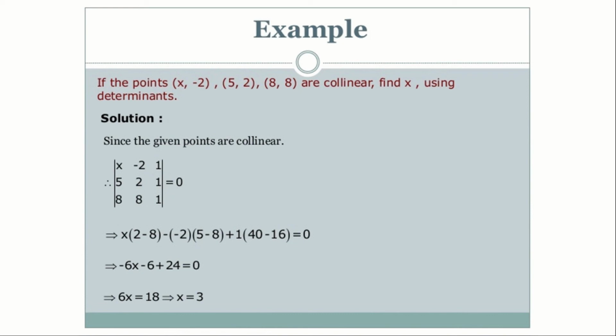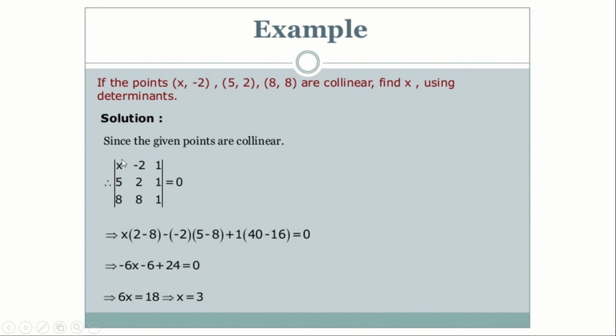Let us substitute in the place of x1, x2, x3. So this will be x1, x2, x3, this is y1, y2, y3 and this last row will be 1, 1, 1. Only in the case of the area of a triangle being zero. So x, 5, 8 in the first row, minus 2, 2, 8 in the second row, and 1, 1, 1 as it is.